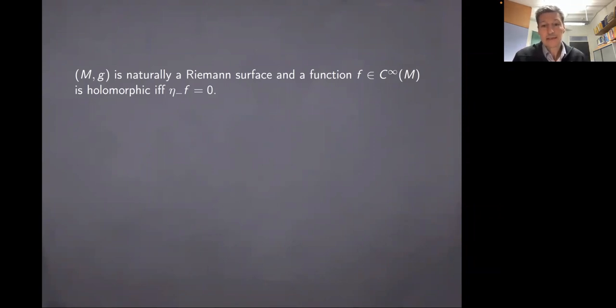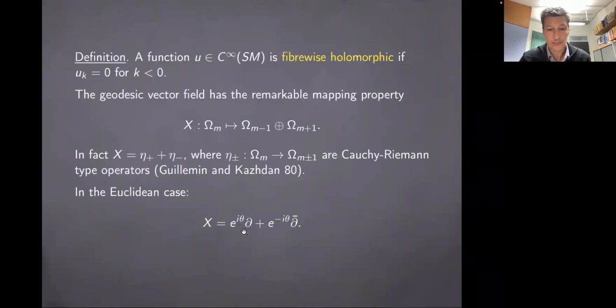And then it is, again, an easy exercise to check that a function is holomorphic as a function on the Riemann surface if and only if, when you think of this function as its pullback to SM, it is killed by eta minus. Which again would be immediate to check. It's very easy to check in general, but it would be obvious if you just look at this formula here.